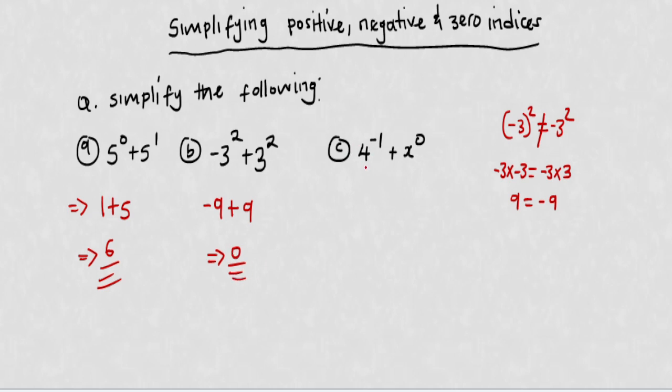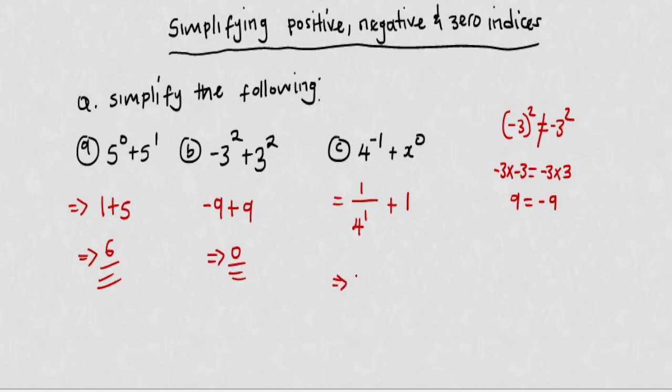Look at part C. 4 to the power negative 1. First thing, get rid of the negative. Introduce a 1 on top, so that it becomes 4 to the power positive 1. Then we'll say plus x to the power 0. Any number raised to the power 0 is 1.